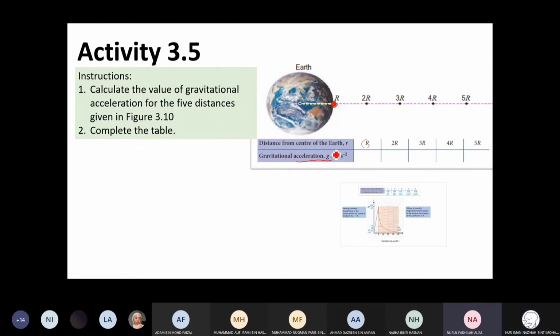Okay, g tadi, what is the formula for g? G M over R squared. Okay, ini formula dia tadi kan? So now if the distance is R, apa kita punya expression? GM over R squared. Yelah, okay, good. Thank you. GM over R squared. Now you please do for 2R, 3R, 4R and 5R.